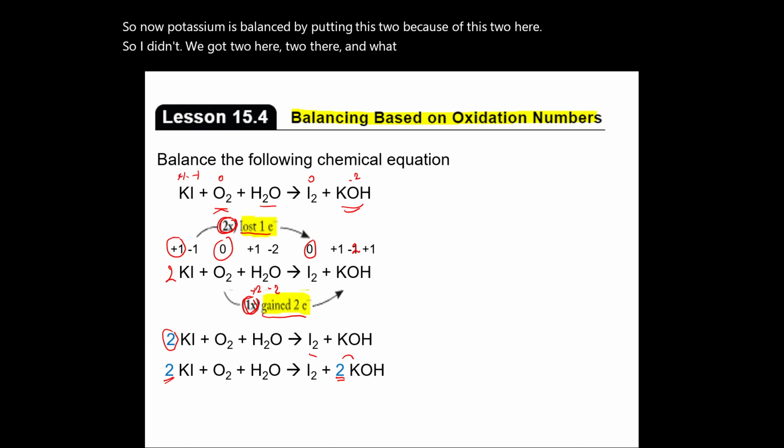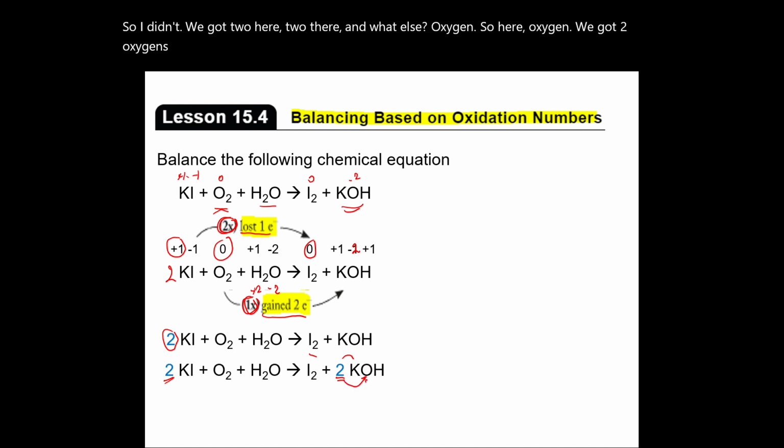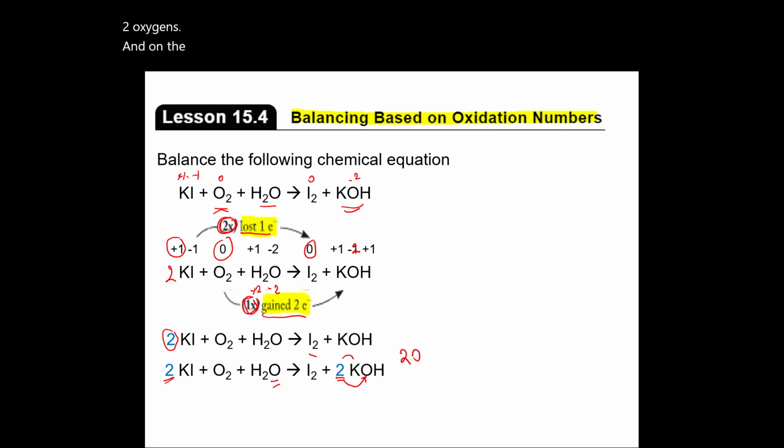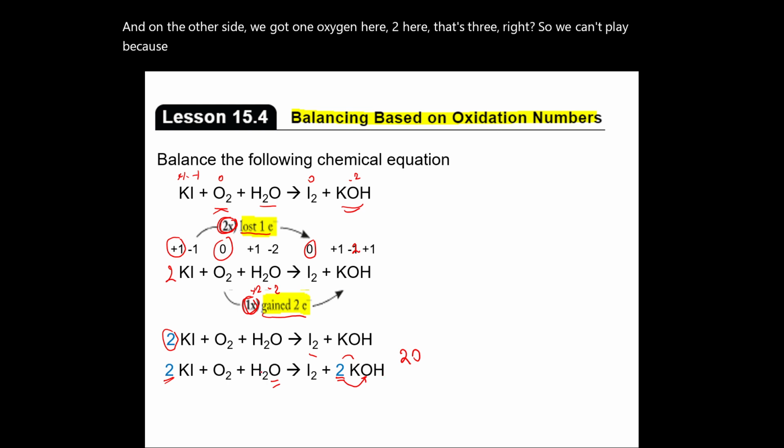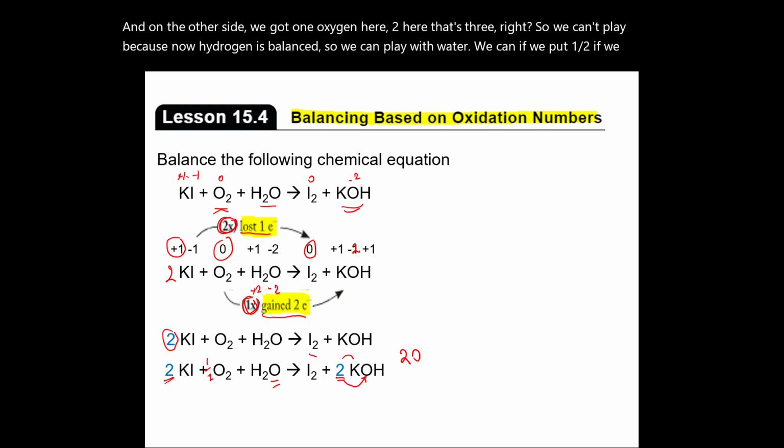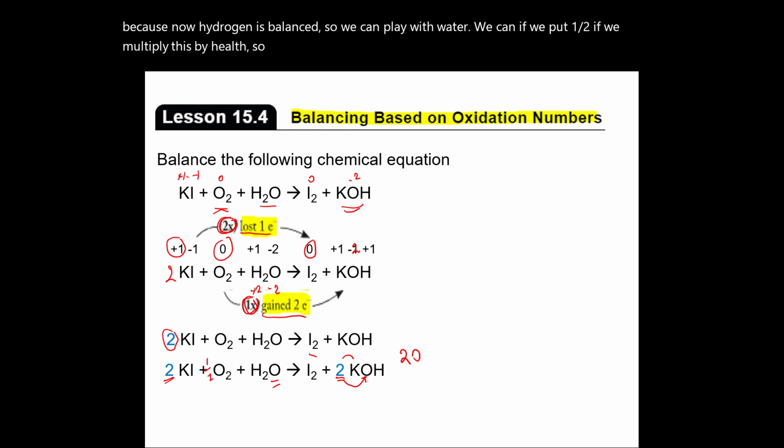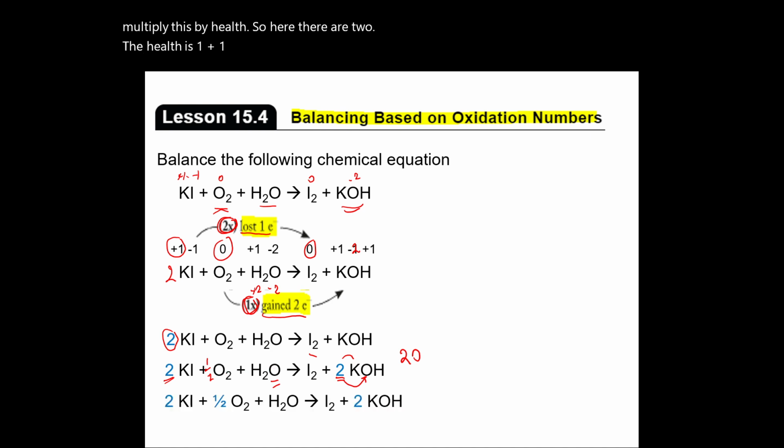And what else? Oxygen. So here, oxygen, we got 2 oxygens here, 2 oxygens, and on the other side we got 1 oxygen here, 2 here, that's 3, right? So we can't play with water because now hydrogen is balanced. We can, if we multiply this by half, so here there are 2, the half is 1, 1 plus 1 is 2, right?